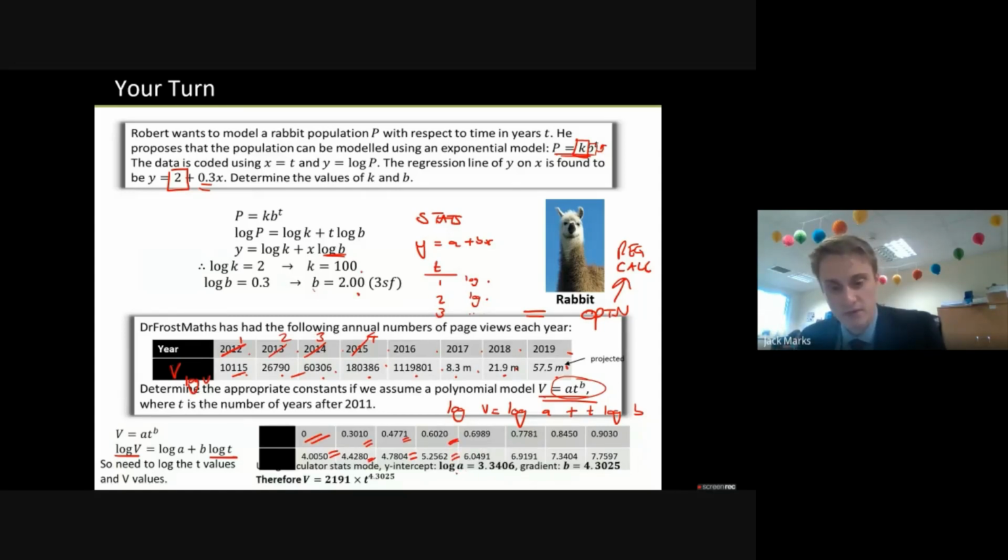The calculator, though, will give you your intercept, okay, and it will give you your gradient, and then you do 10 to the power of on both of these parts, or 10 to the power of on the A part. You don't actually need to do 10 to the power of on this part, but then it should complete your model.